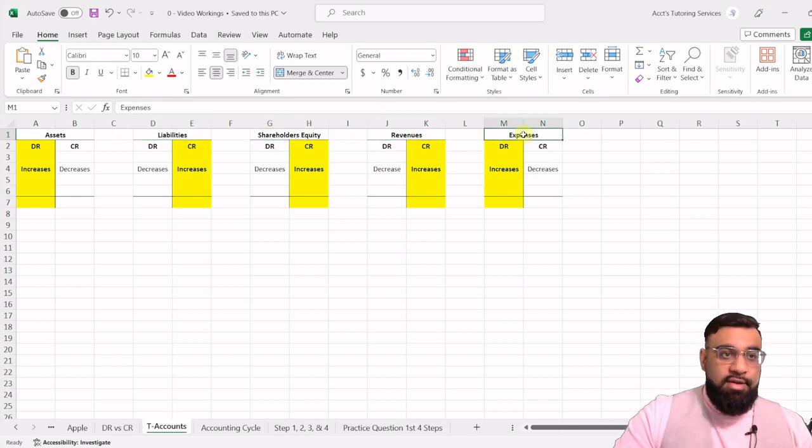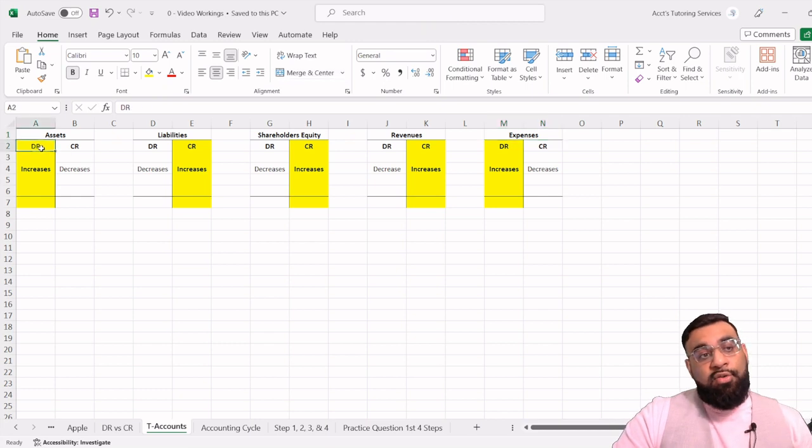In any given T account, the left side is always going to be debit, the right side is always going to be credit. Debit, credit, debit, credit. So when we say asset is a debit account, that means on the debit side it increases. By default, on the credit side it decreases.